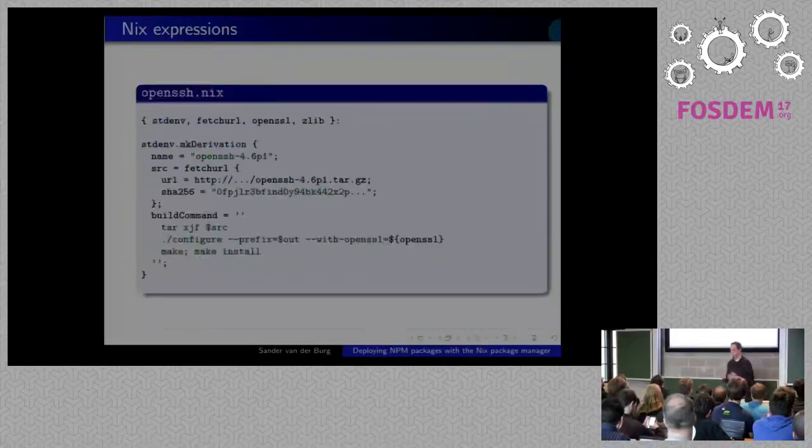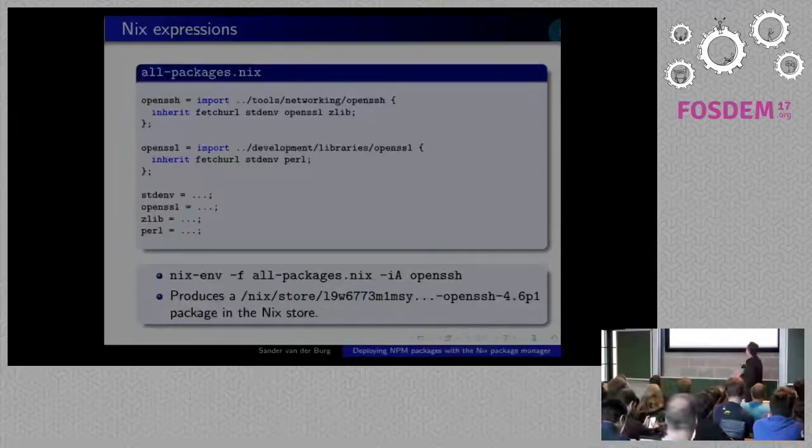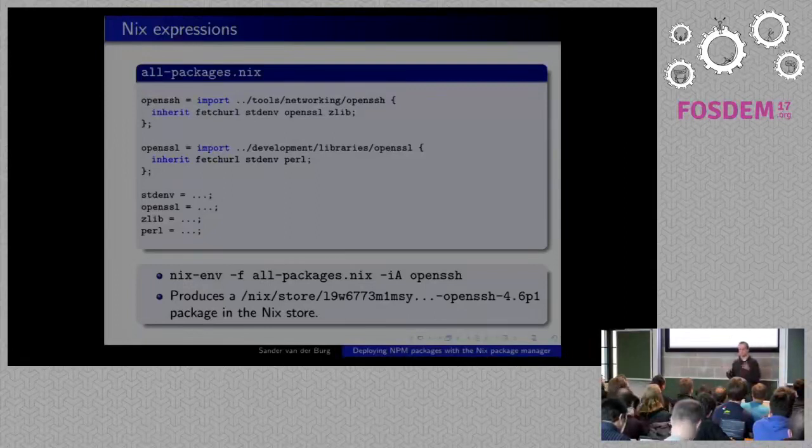The first expression here is a function definition, but you need to invoke a function with function arguments. So in this expression, I import my expression from the previous slide, and as function parameters, I provide the build time dependencies that I want to use at that moment. That means a specific version of OpenSSL and a specific version of zlib. All the other packages, OpenSSL, zlib, Perl, and even glibc, are composed in a similar way.